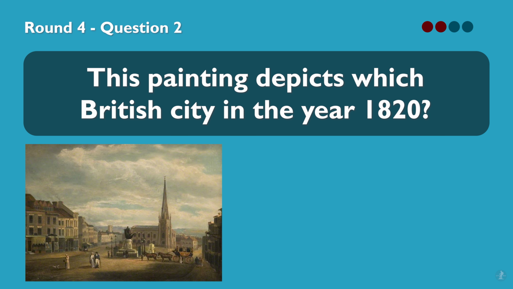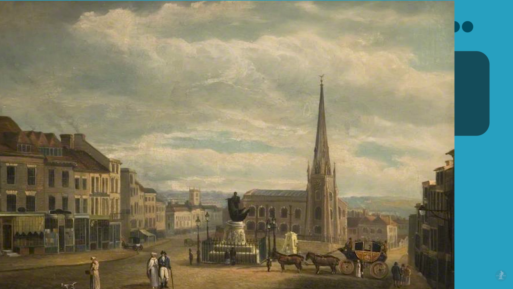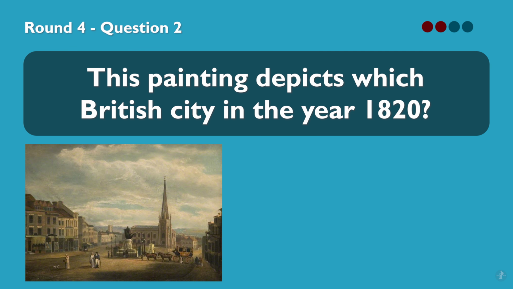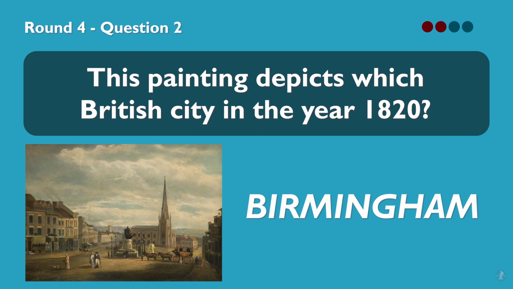Question 2. This painting depicts which British city in the year 1820? The answer is Birmingham. The painting depicts part of the historic Bull Ring at the heart of the city, featuring the old St Martin's Church and the statue of Horatio Nelson, the latter of which can still be seen in the same location in Birmingham, albeit now home to much more modern surroundings.